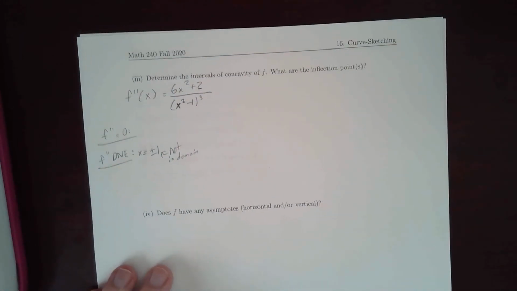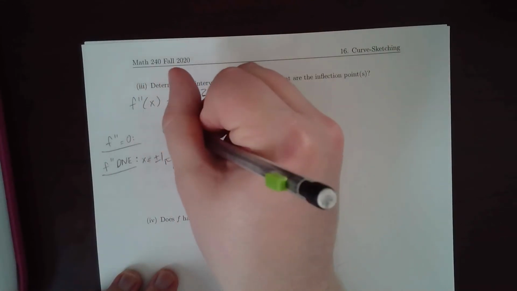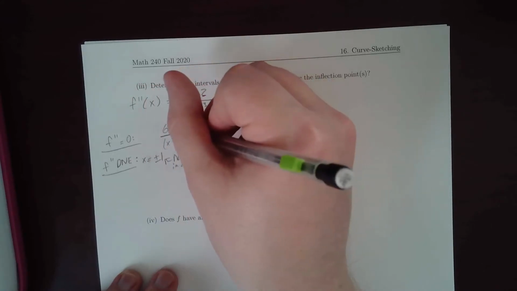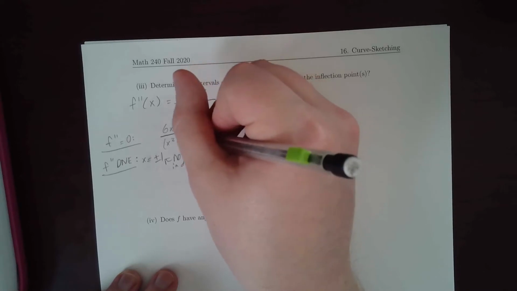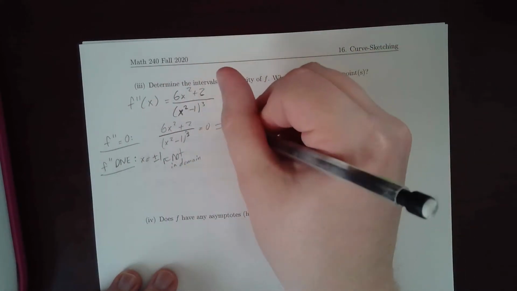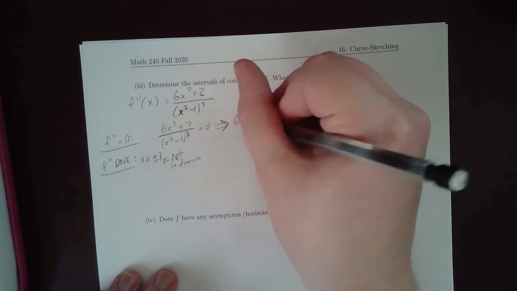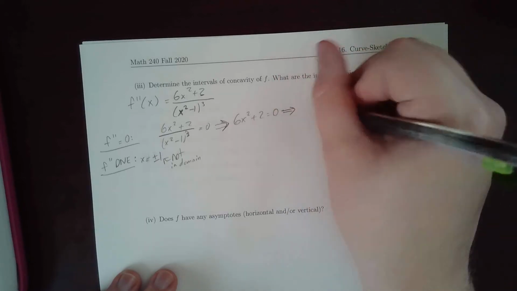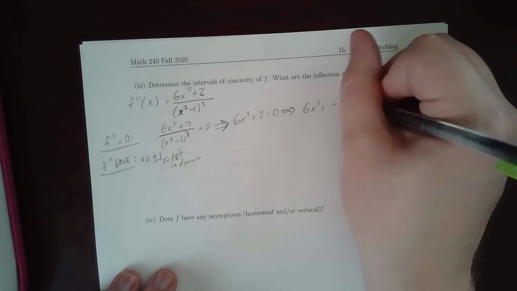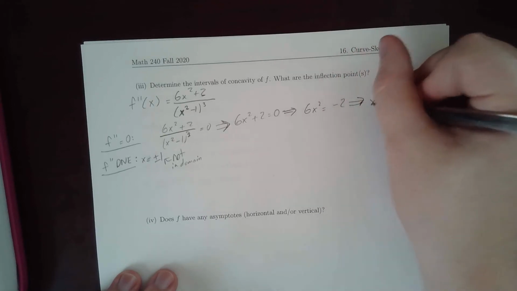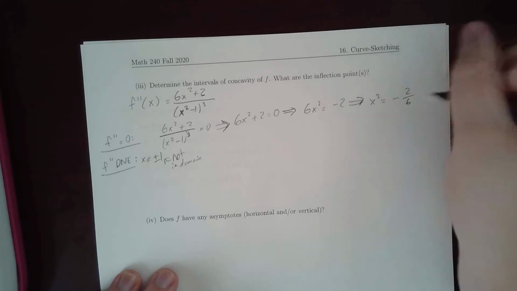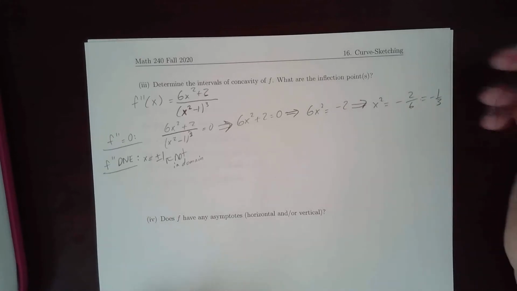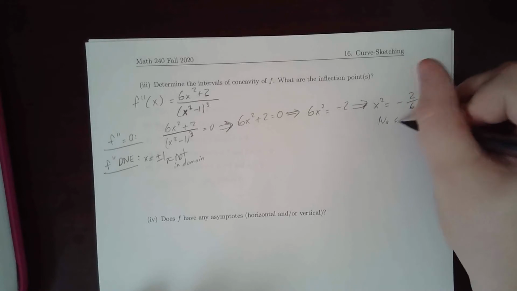Now, if we look at where the second derivative equals 0, what we're saying is 6x squared plus 2 over x squared minus 1 quantity cubed equals 0. Multiplying the denominator over, this tells us that we have 6x squared plus 2 equals 0. In order for that to be true, we would need 6x squared to equal negative 2, which means we would need x squared to equal negative 2/6 or negative 1/3. It doesn't matter what we call it though, because x squared can never be negative, so this has no solutions.